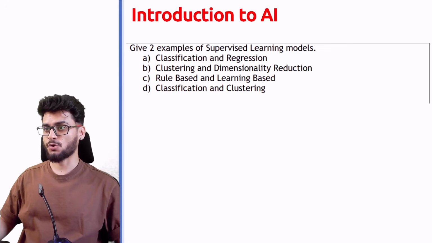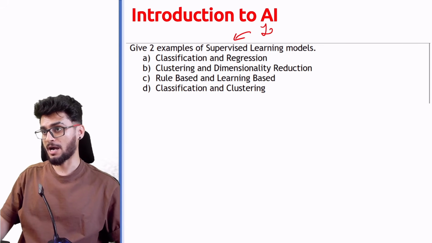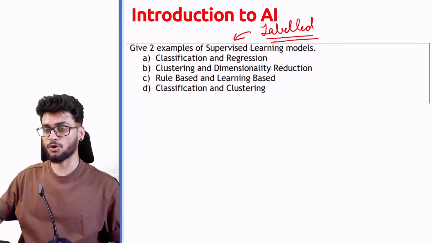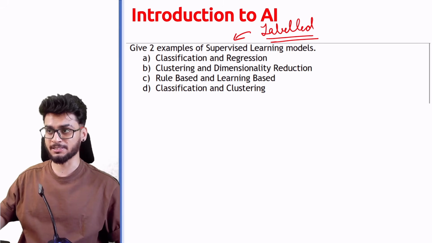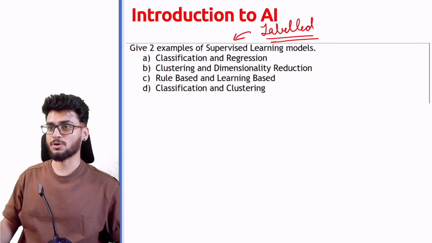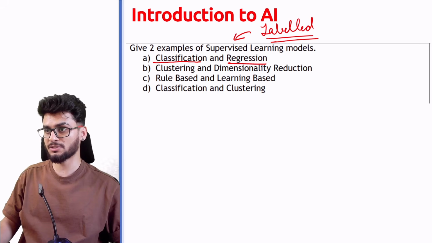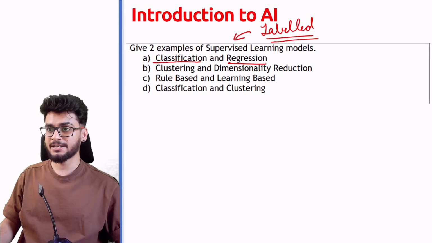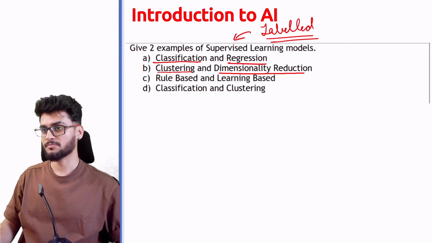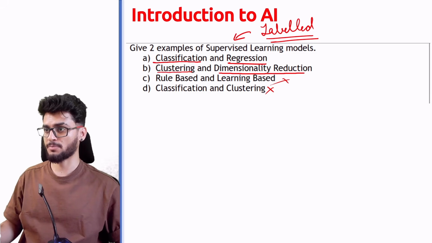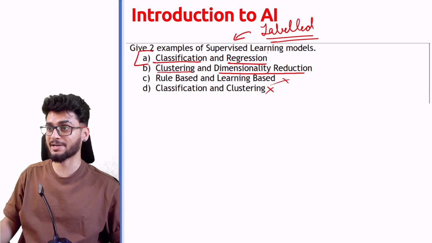Give 2 examples of supervised learning models. Supervised learning models मतलब आपका जो training data होता है वो labeled होता है already. You tell the computer or the AI model that my data is already like this. You just need to train on it. So classification and regression. Yes. Classification and regression both are supervised learning models. Clustering is not a supervised learning model. It's unsupervised. Dimensionality reduction is also unsupervised. Again, rest of them are also not the right answers. So you need to understand why this is the right answer.